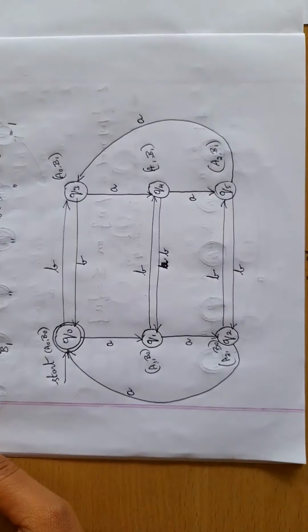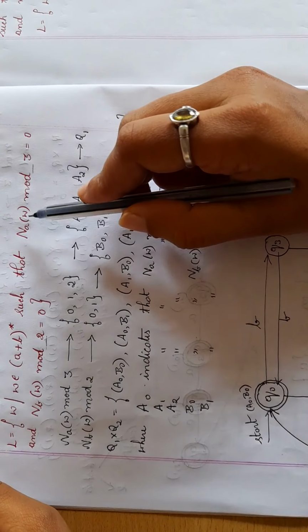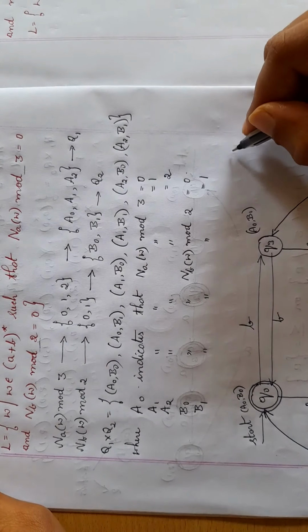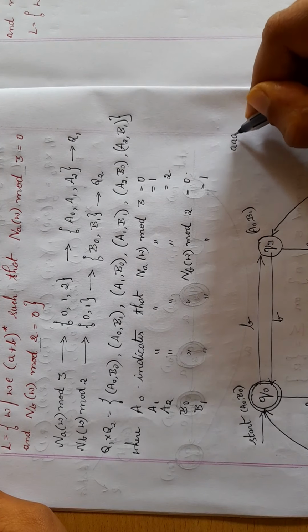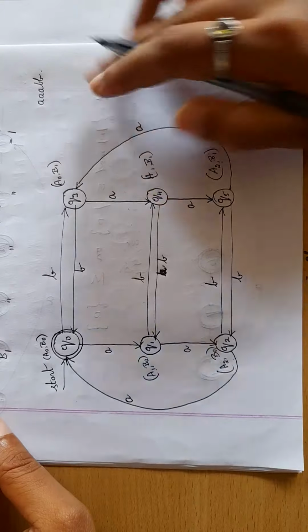Okay, this becomes the final state. So I'll take a simple combination here. The basic string: what is the basic string? Number of A's mod 3 equal to 0, that is 3 A's I can have. Number of B's mod 2 equal to 0, 2 B's I can have. Once I'm done with this, it should reach a final state.